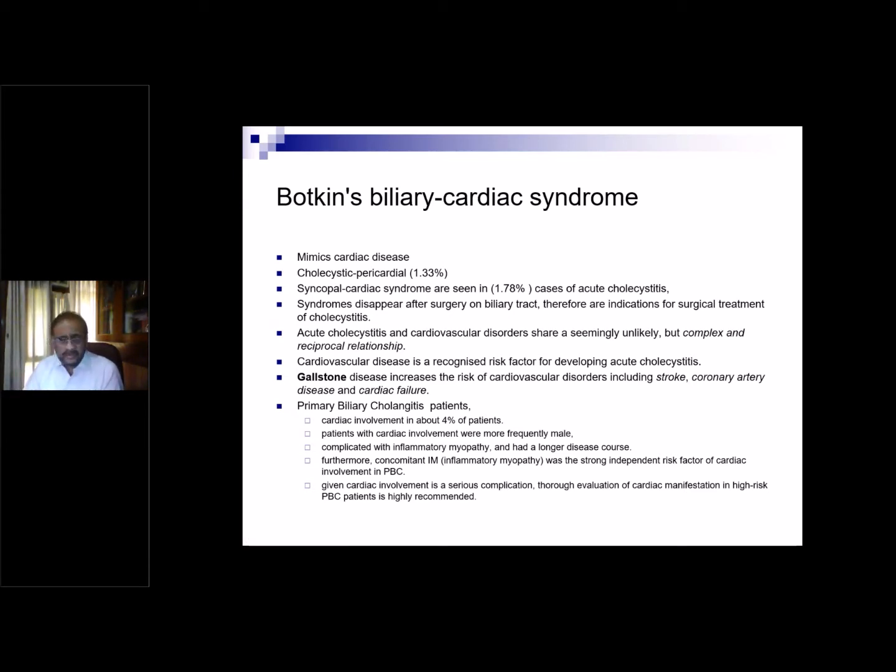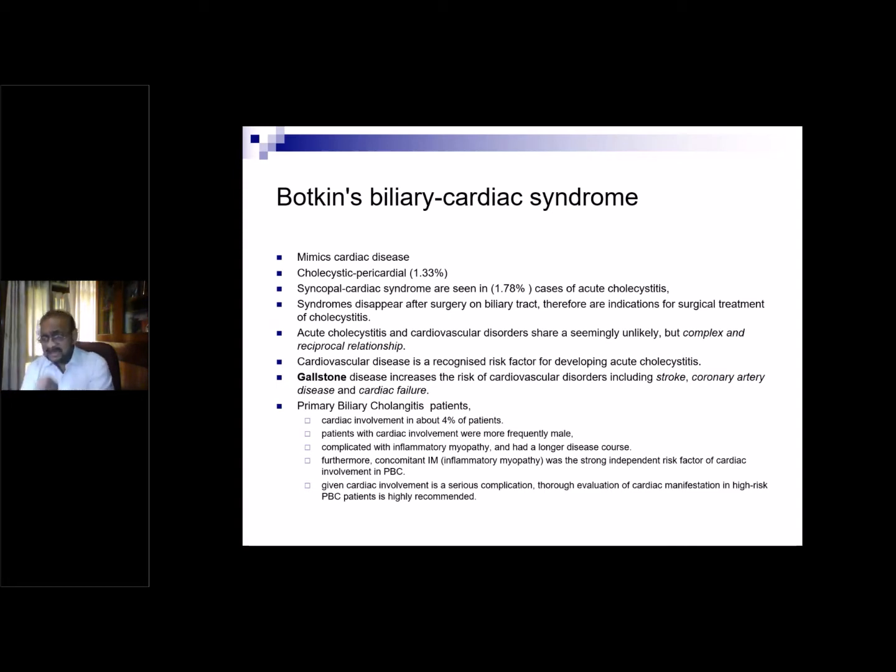Like, for example, stroke, coronary artery disease, and cardiac failure. Among these, two are very common: one is the polycystic pericardial syndrome, the other the syncopal cardiac syndrome, seen in 1.78 and 1.33% respectively. So these are diseases which can coexist with acute cholecystitis. Now, what is the importance of this? Often you get an ECG done in a patient as a preoperative workup in acute cholecystitis. You want to operate on this patient, and the anesthetist advises, oh, now you know that I have to get an ECG done.